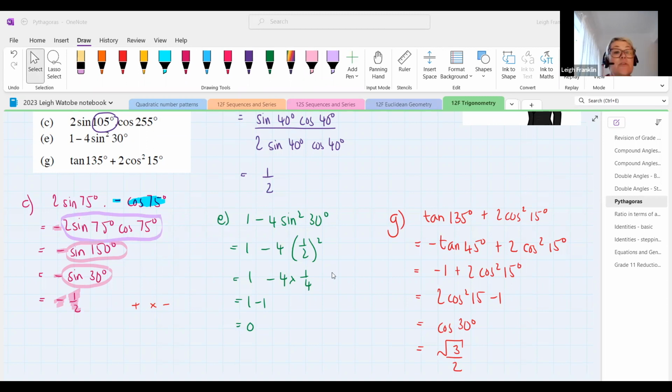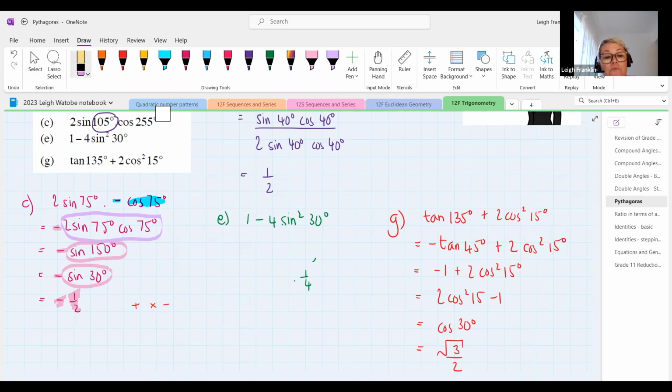Okay, so let me just do E again. I'll just rub that out and work through it again. So Lisa, there's no identity here. It's not a cosine double angle, it's not a sine double angle. So there's no identity to use with this particular question. The only thing you can do is go and sub in your special angles.